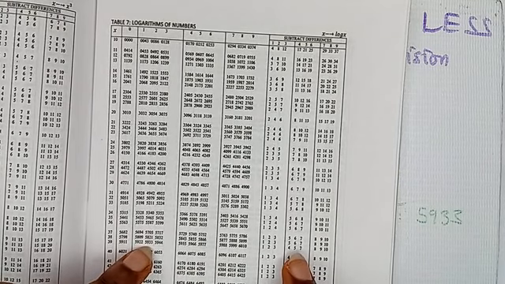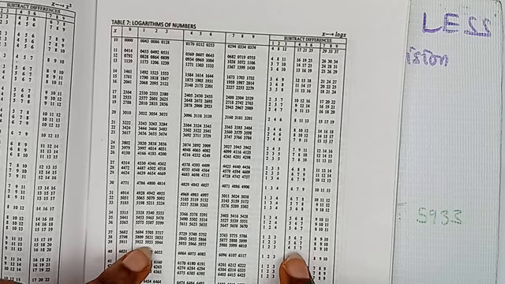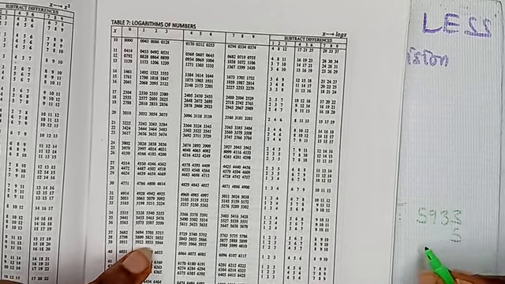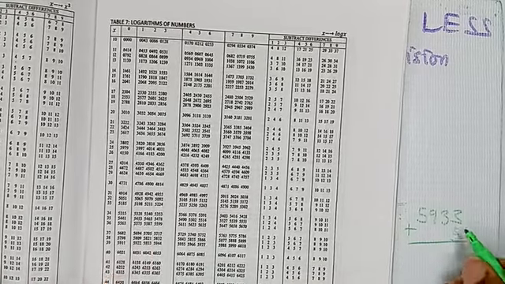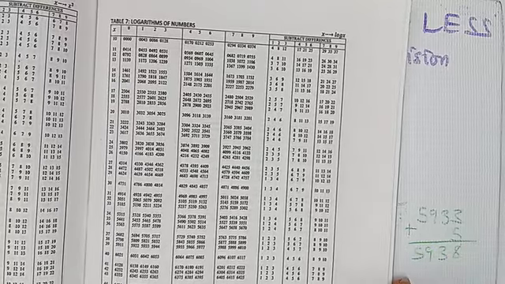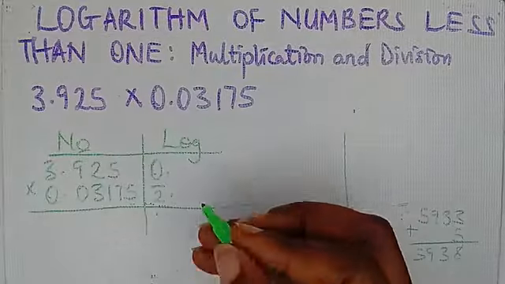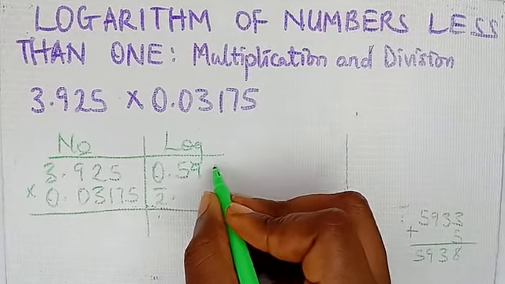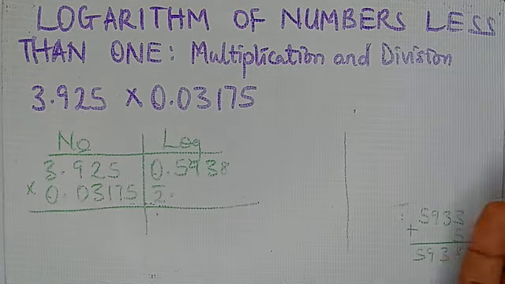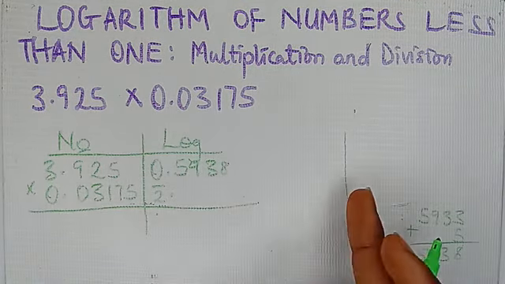So we come to the differences. This is difference 5, which is also 5. We add differences for log and anti-log of numbers. So this is 5938. We come over here and write 5938. So this is just how to find the logarithm of numbers.